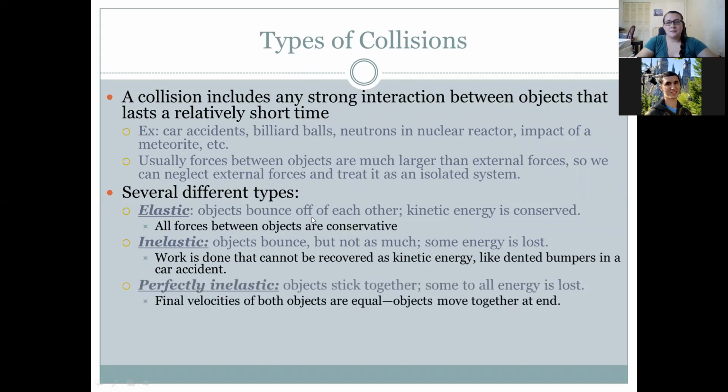Absolutely. That brings us to perfectly inelastic collisions, where the objects actually stick together. We'll do an example of this in just a minute, where the cars become entangled with each other and there's just this mass wreckage, and the cars don't separate anymore after that. In that case, momentum is still conserved, but some to all of your energy is lost. And since those objects are sticking together, the final velocities of both objects are equal to each other, because they move as one object at the end of the collision.